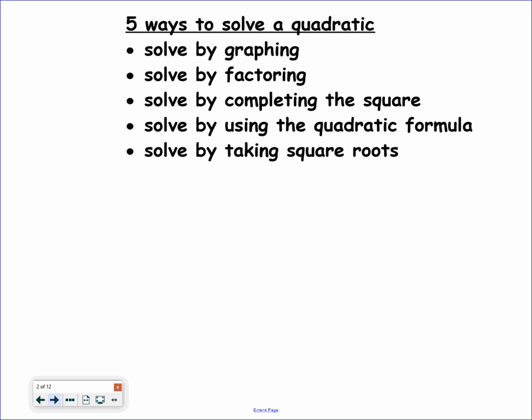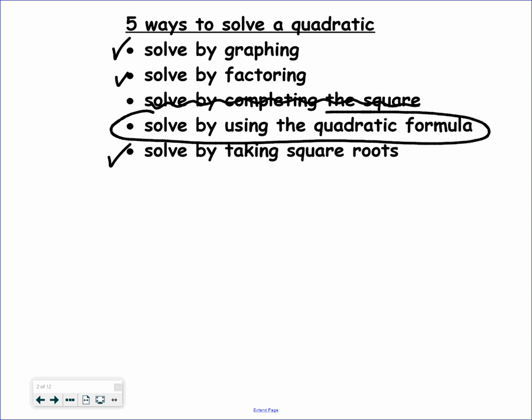So here we go. We've learned solve by graphing, so telling me where it crosses the x-axis. We've learned solve by factoring. We're going to cross this one off because we ultimately are not doing that one now. We've done solve by square root property. That's the video that we did on section 9.3. And so our last one that we are going to learn in this class is solve by the quadratic formula.